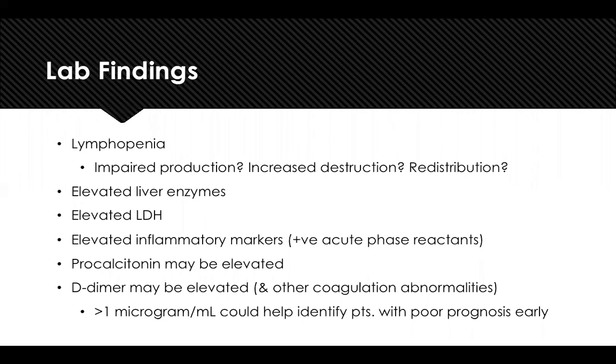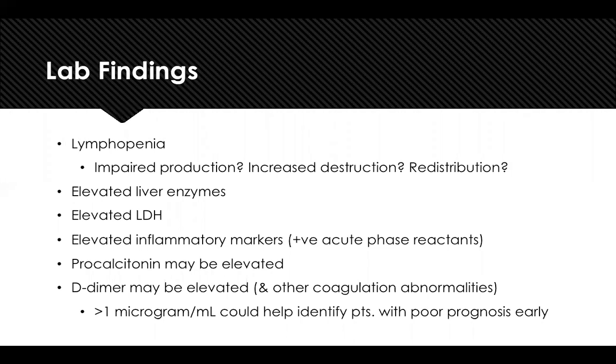It could just mean that there's been greater distribution of those cells to the tissues, which is why you can't detect their presence in your blood, and it can give a kind of misleading lymphopenia, but we don't really know. There's a lot of theories about this.